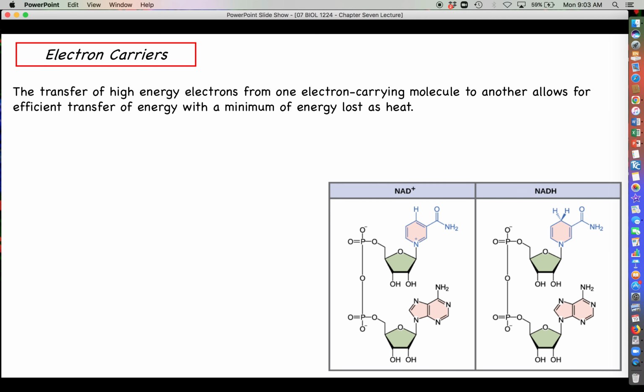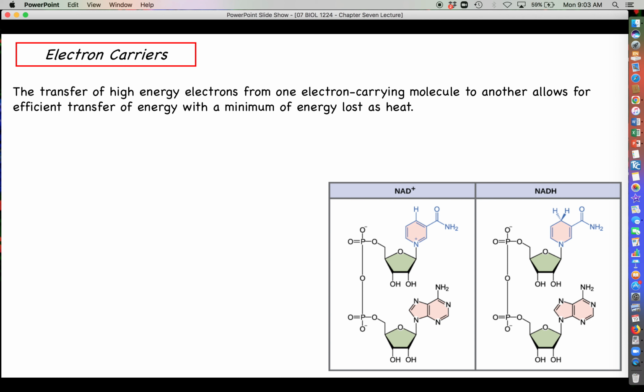Okay, so let's talk just a little bit about these electron carriers. We talked a little bit about these in chapter 6, the previous chapter that we went through. We talked about high energy molecules, and of course we are familiar with ATP, which stores a lot of energy in its chemical bonds. Now when it comes to electron carriers like NADH, FADH2, and NADPH, the high energy is not being stored in chemical bonds.